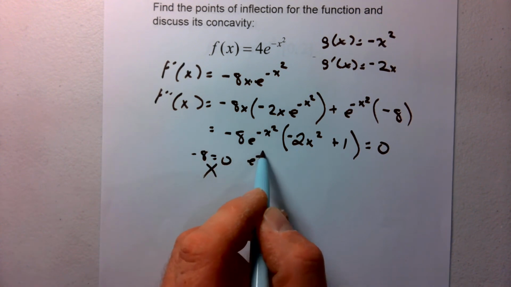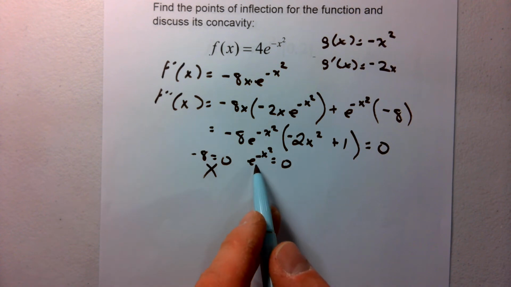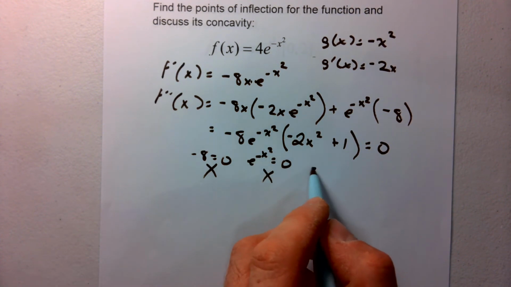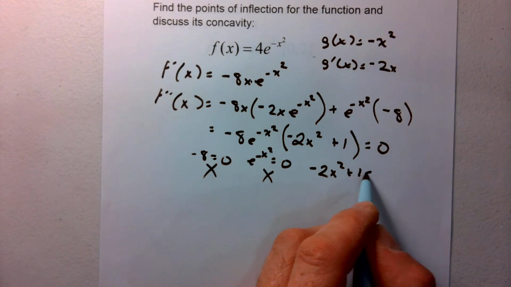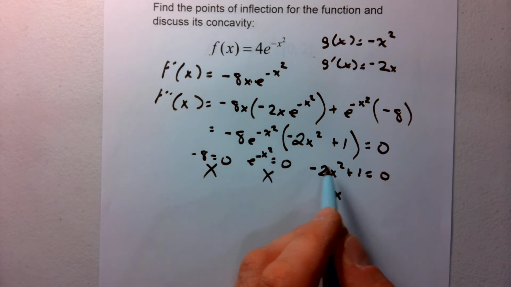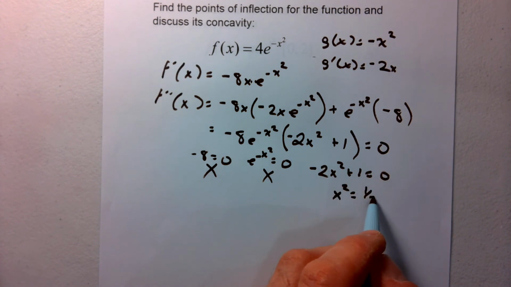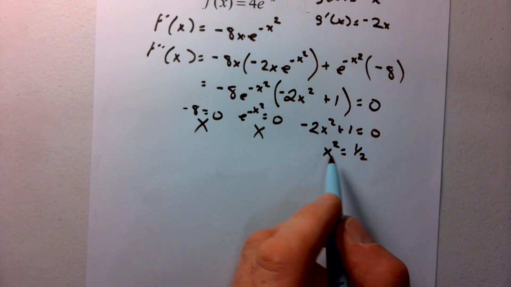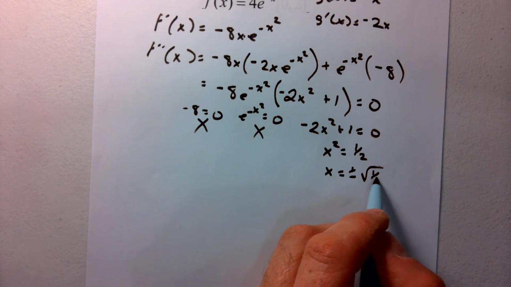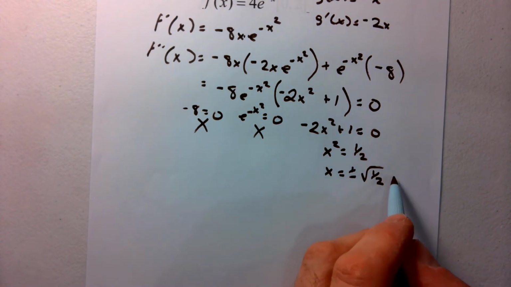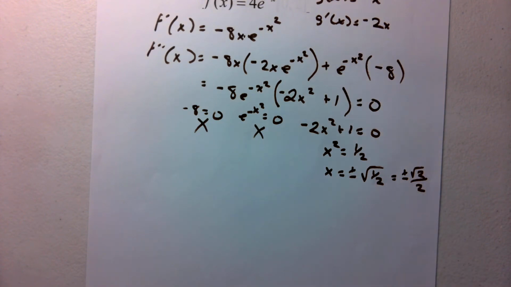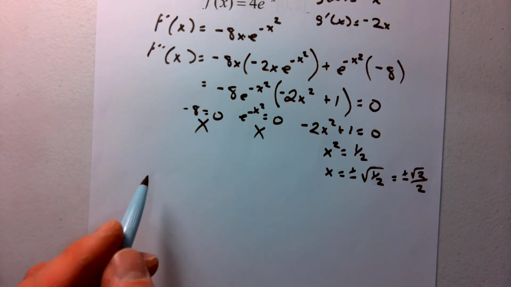We have e to negative x squared equals 0. Again, remember, if we have e to an exponent, that will never equal 0, so we get rid of that. So then we get negative 2x squared plus 1 equals 0. Go ahead and solve for x. I'm going to subtract 1, divide by 2. So x squared equals 1/2. Take the square root of both sides, so x equals plus or minus the square root of 1/2. If you want to rationalize that, you can. Radical 2 over 2. It's quite up to you if you want to do that or not.